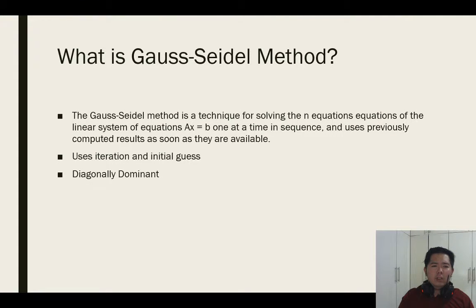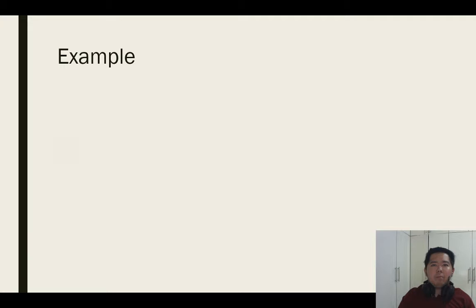It says here that the Gauss-Seidel method is a technique for solving the n equations of the linear system of equations Ax equals b one at a time in sequence, and uses previously computed results as soon as they are available. Therefore, we are going to use an iteration, and we have an initial guess. Of course, the initial guess depends on you. Next is the diagonally dominant condition, which will be used later on.